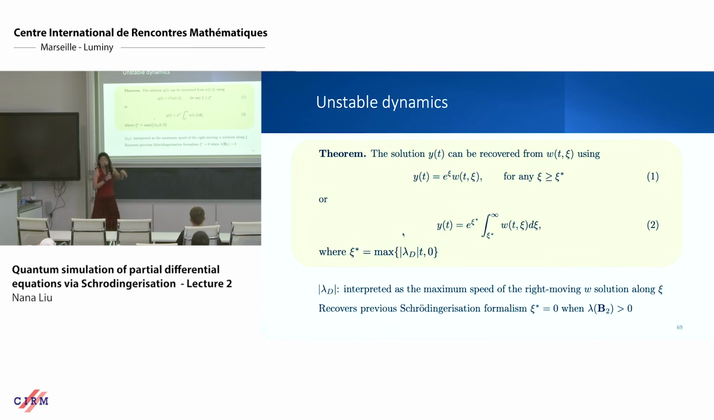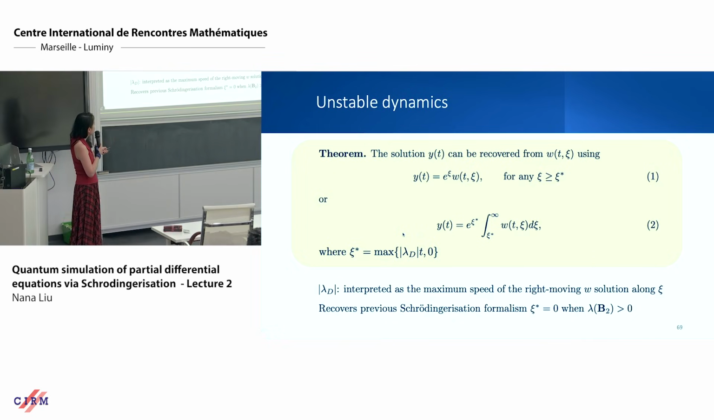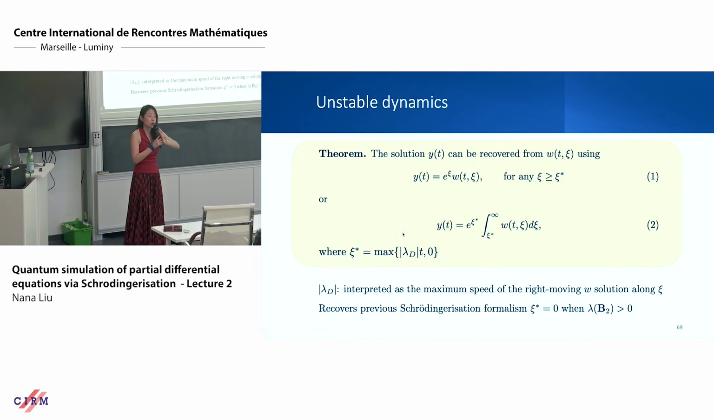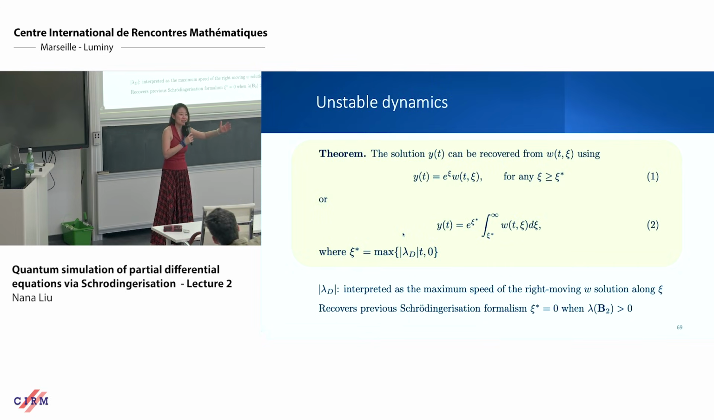So then to reproduce our original state y, instead of an integral between 0 and infinity, we cut it off at psi star, where psi star is the region that the worst, the fastest, negatively propagating wave has entered.